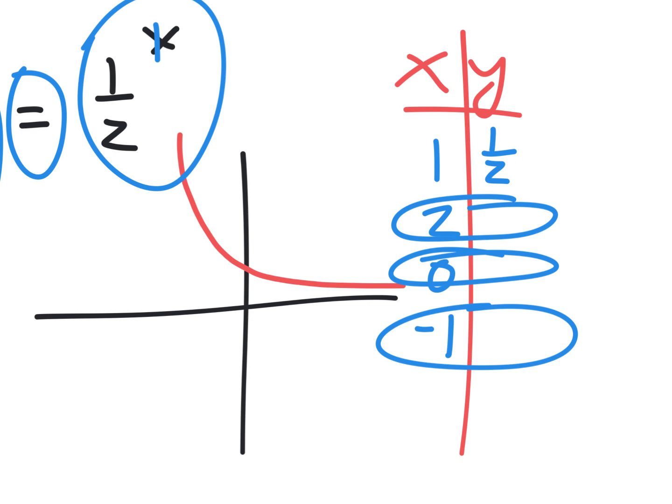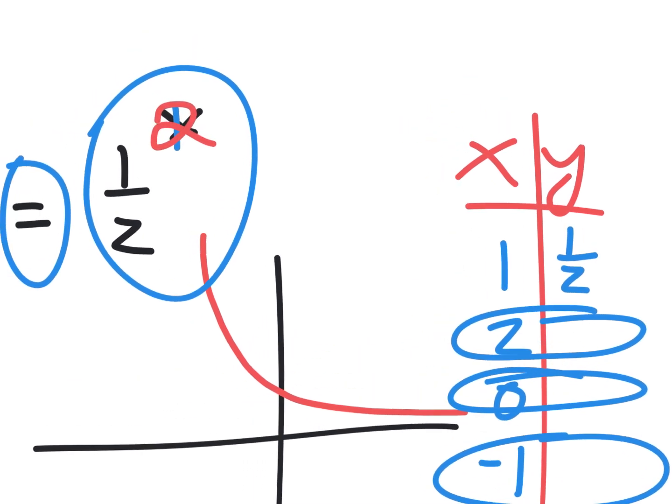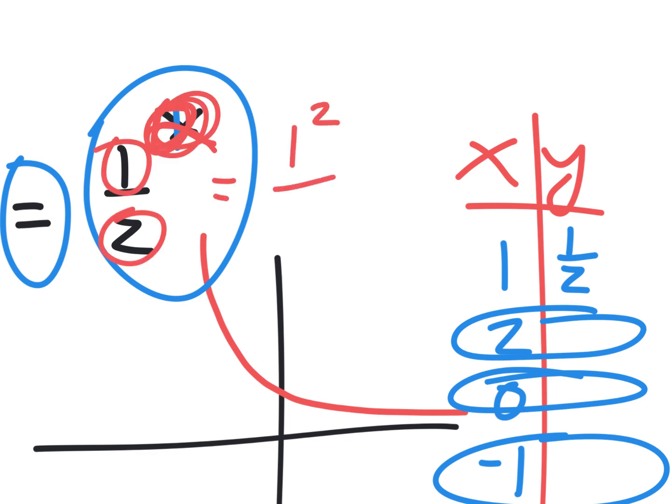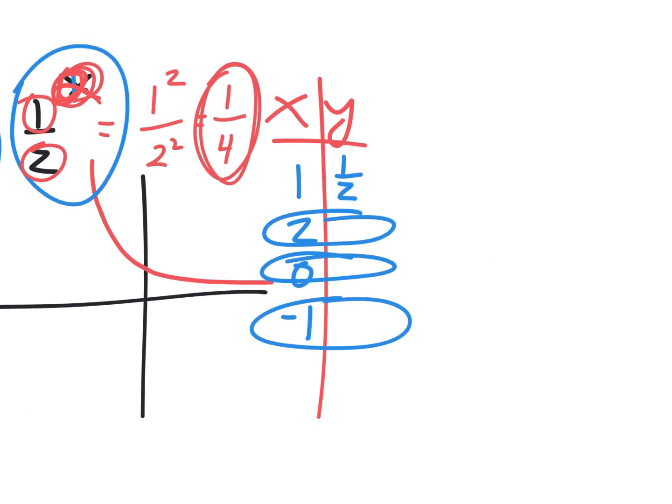David, we're gonna put in a 2. What do you get? Two goes here. You know what it means to square something? So then this gets squared and this gets squared. So what's 1 squared? Yep. What's 2 squared? So the answer is 1/4. So when you put in a 2, you should have gotten 1/4.